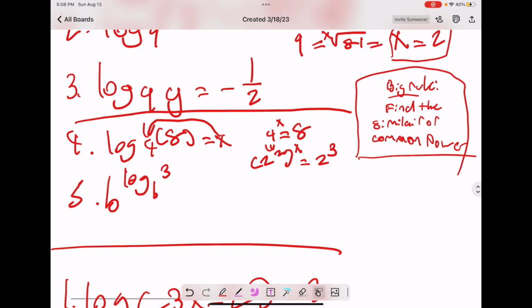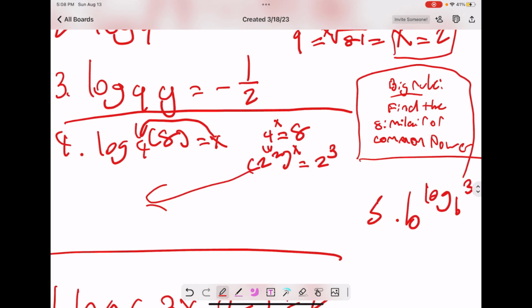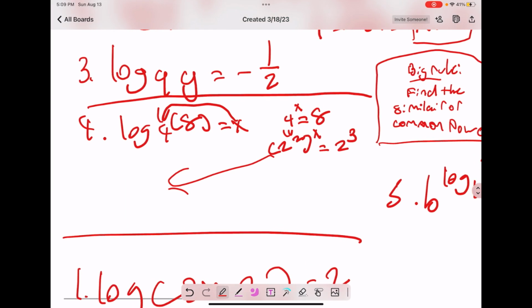Let me just get some more space over here. Okay. So now we want to distribute and make this the simplest terms possible. It's like the previous video with my trig identities. We want to make it as simple as possible. So we get 2 to the power of 2x equals 2 to the third power.